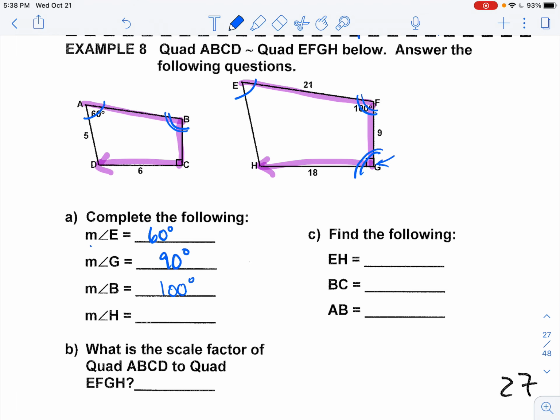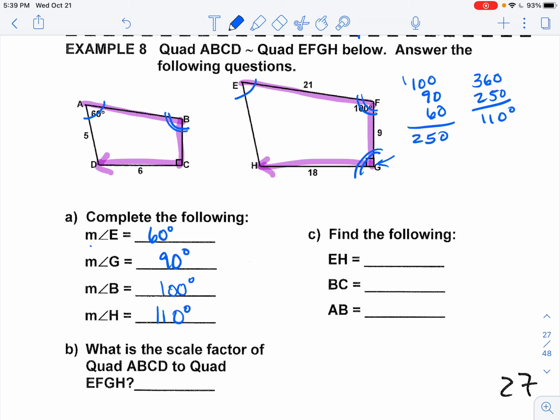H, well, let's see. We know that the angles in a quadrilateral are going to be, let's figure this out. I take 100 plus the 90 degrees plus the 60 degrees, that's going to be 250. 4 angles in a quadrilateral will add to 360. If I subtract 250 from 360, that gives me 110 degrees. And so the measure of angle H is 110.